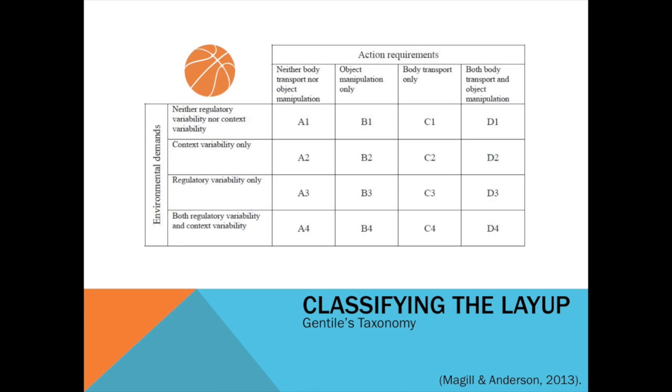To take that a little bit further, Gentile's taxonomy classifies the skill as a class 4D movement due to the involvement of body transport as you move across the court and object manipulation with the ball, as well as the changing environment where your position, opponents, and teammates may all affect the execution of the skill.